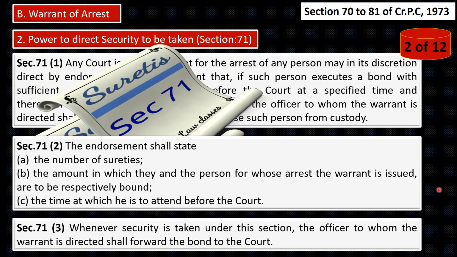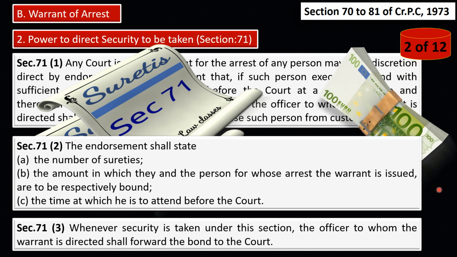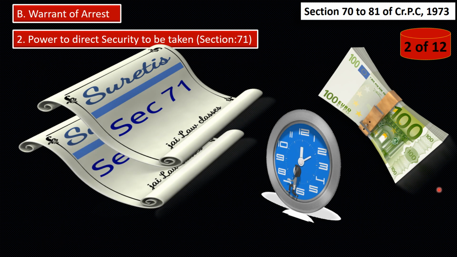The important thing to learn in this section 71 is number of sureties. It may be 1, 2, 3 as the court may have directed. Second thing, the amount that is specified in the warrant. And the third and the last and the most important, time at which he has to attend before the court. So whenever warrant of arrest comes to your mind, it should remind you about section 71, and section 71 must remind you sureties, amount and time.